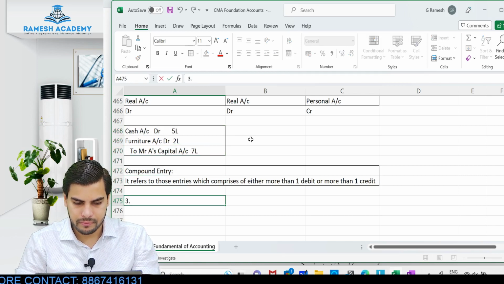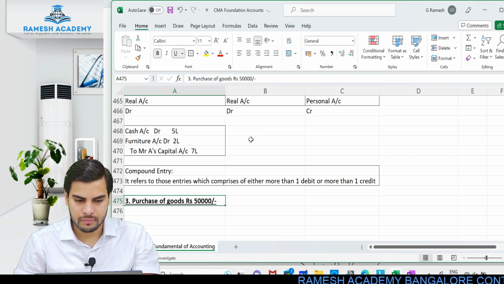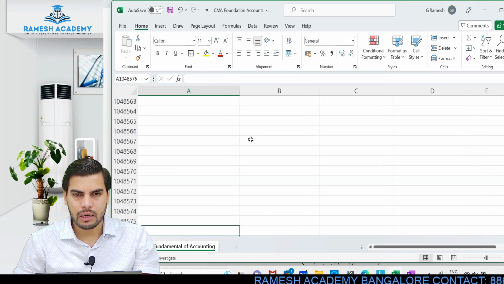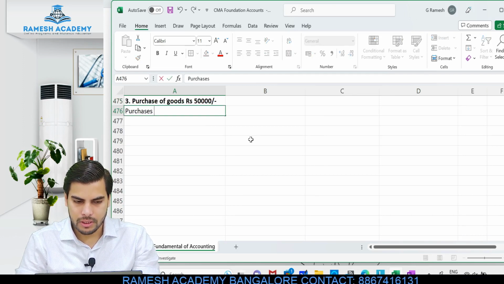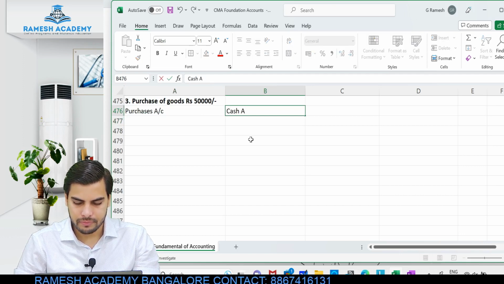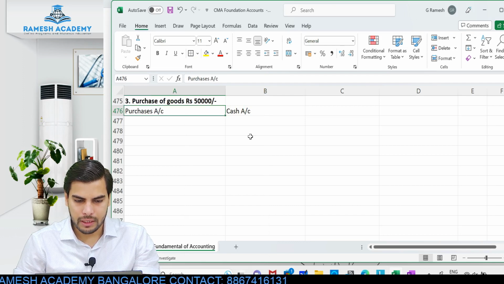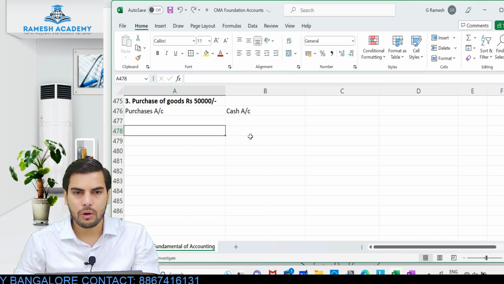Okay, so let's move on to the third transaction. Let's say purchase of goods rupees 50,000. Let's talk about this particular transaction. I have purchased the goods to the extent of 50,000. What will be the accounts which will get affected because of this transaction? One would be your purchases account, another would be your cash account. These are the two accounts which will get affected.